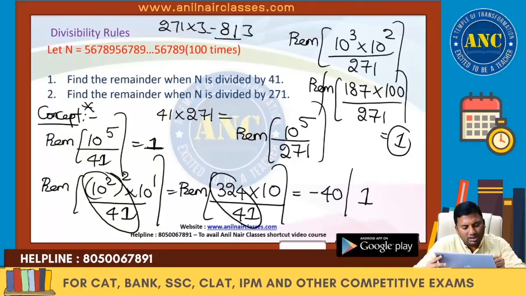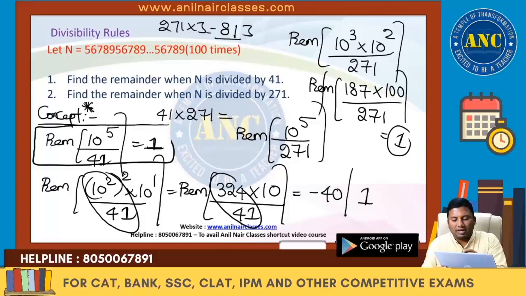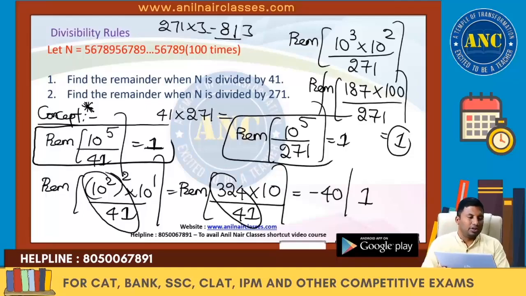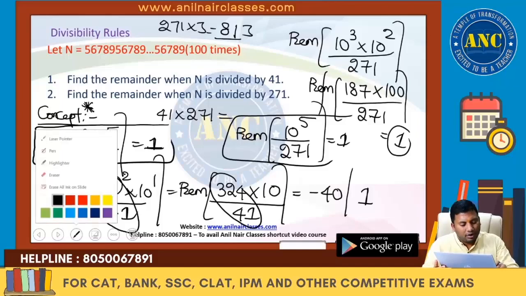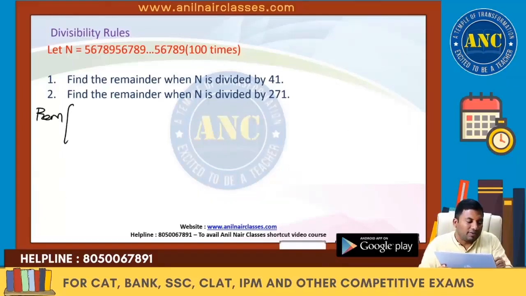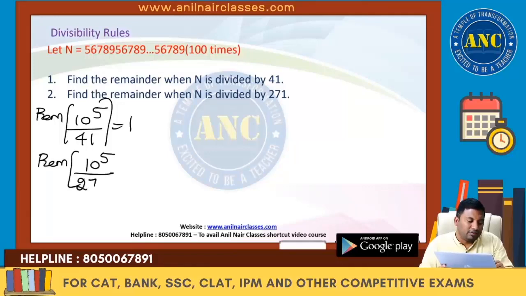You don't need to do all this. A very important concept is there that we will discuss a little later. 10 power 5 divided by 41 is 1. Remember this. 10 power 5 divided by 41 is 1. 10 power 5 divided by 271 is 1. So what we will do is first calculate what is 41 into 271. Some important conclusions can be drawn. Let us see whether it is there or not.